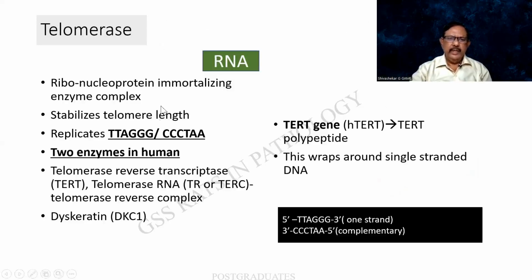So telomerase is what we had seen. It stabilizes the length of the telomere and it replicates this particular unit. And there are two enzymes basically. One is the TERT, telomerase reverse transcriptase, and also the TERC. And these are being coded by means of the TERT gene or hTERT as it is called. They form a wrap around the DNA.